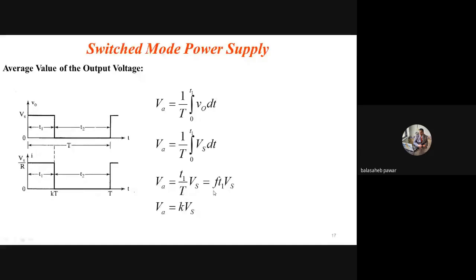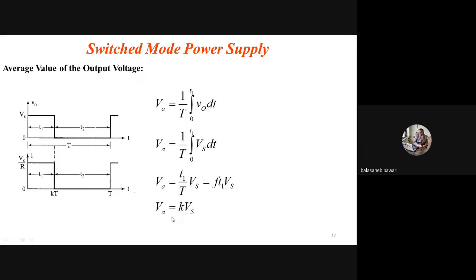So that F into T1, or if you are getting confused, simply remember this one. That small T1 divided by capital T is nothing but T on divided by T on plus T off, and that is the duty cycle. Here I have written that duty cycle as K. Yesterday I mentioned it as a capital D. You can write anything, no issue.